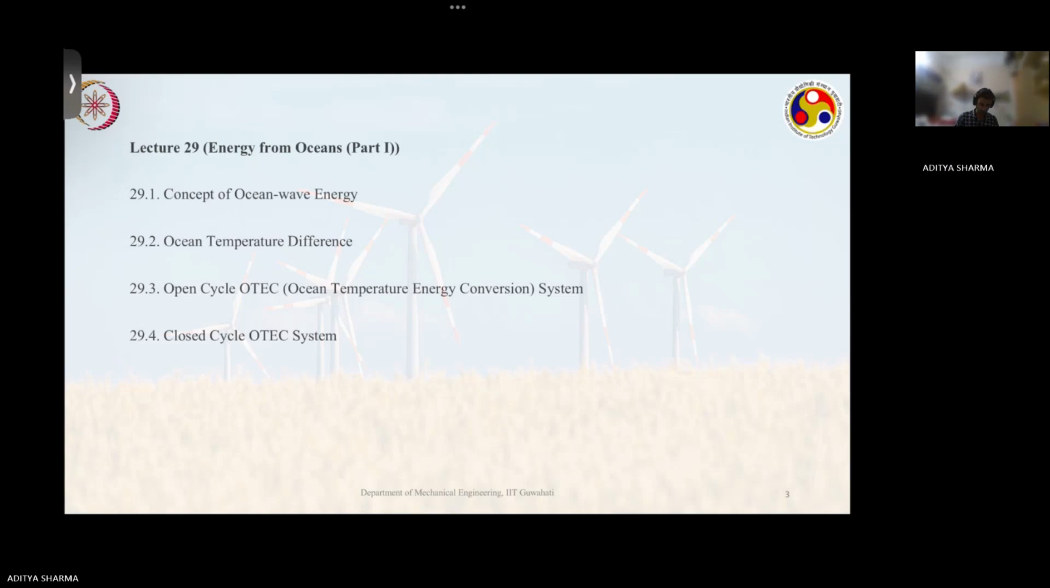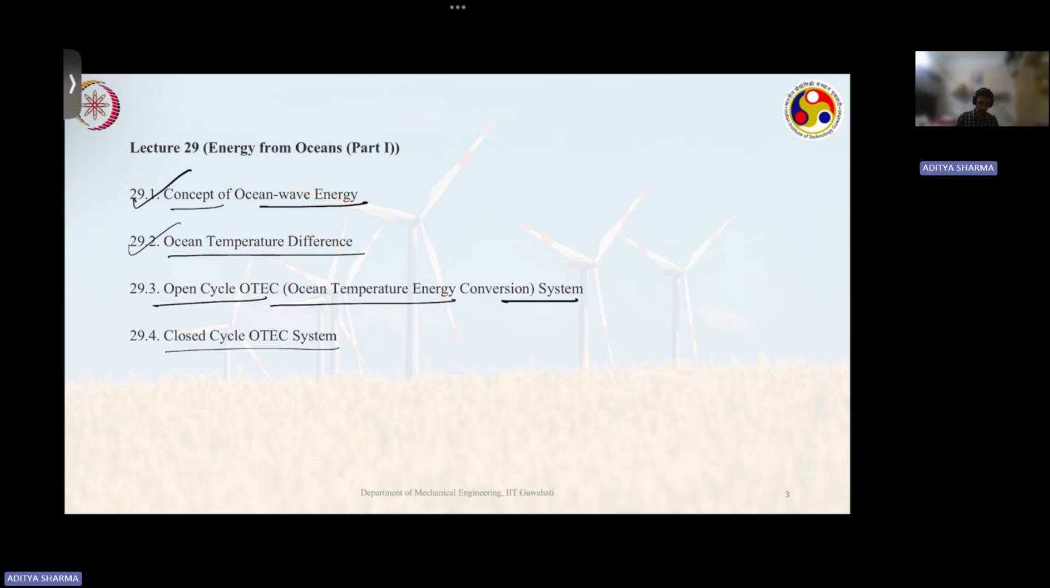All right. So the four major topics are concept of ocean wave energy, then ocean temperature difference, then open cycle ocean thermal energy conversion, and closed cycle OTEC. So the first topic is the concept of ocean wave energy.